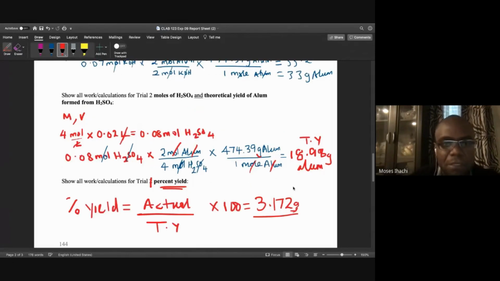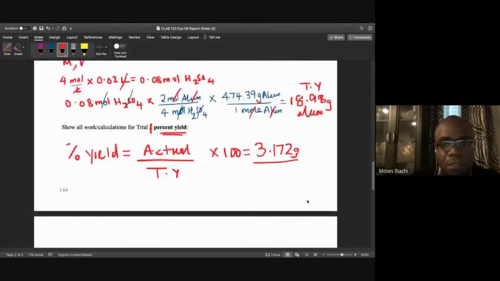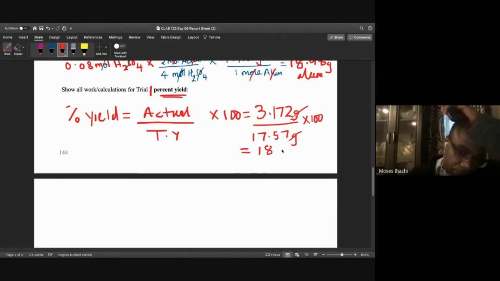Remember, we determined aluminum is limiting. The theoretical yield for aluminum turned out to be 17.57 grams. So we come here and say 17.57 grams, and then multiply everything by 100. So we are canceling that and dividing. So 3.172 divided by 17.57. Remember to multiply by 100. The percentage yield I'm getting here is 18.05%.